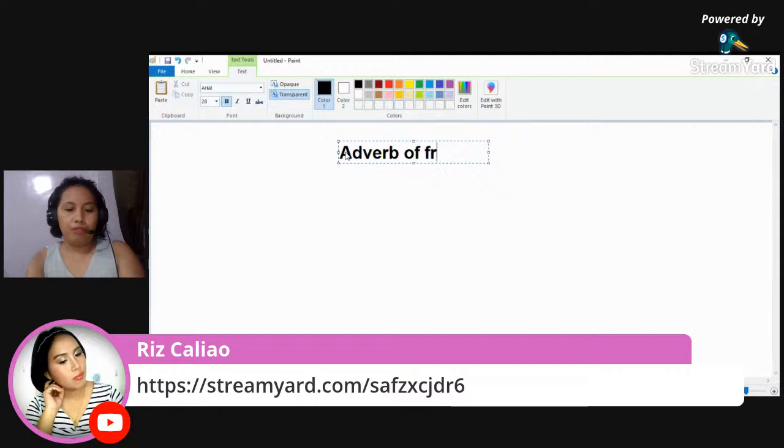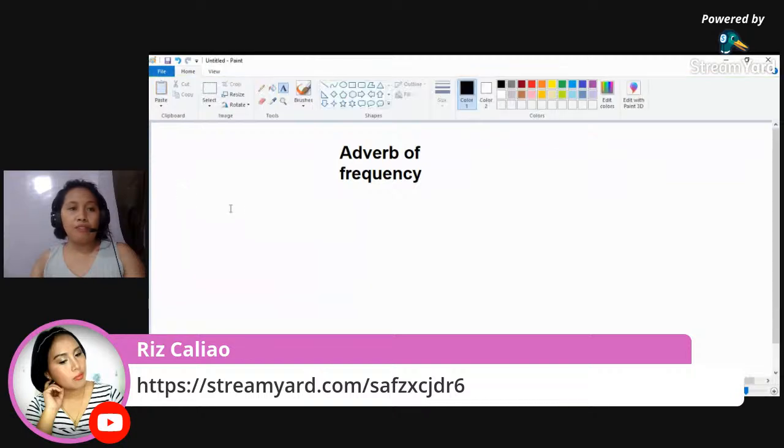Adverb of frequency. Ito guys, pandagdag lang ito, or it's an additional one, para malaman natin kung how many times do you do the action, or ilang beses mo ba ginawa yung kilos na habitual na ginagawa mo. So, frequency. So, yung tinatawag natin dito, adverb of frequency. So, may iba't ibang adverb of frequency guys.